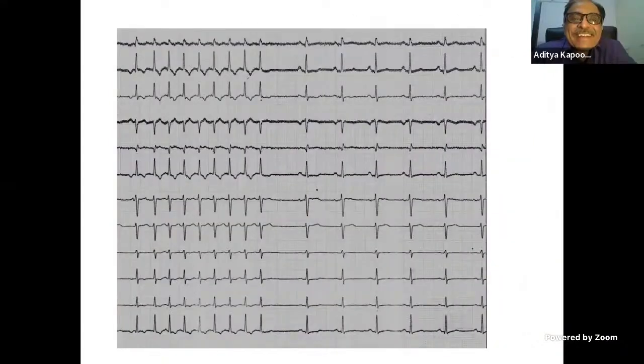Okay, good. So this ECG now, if you see, how does this tachycardia terminate?